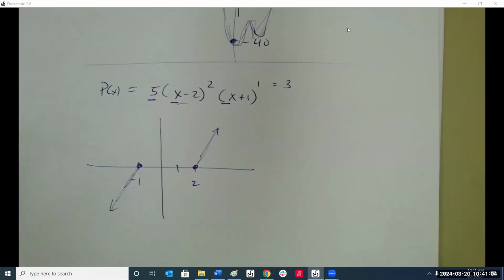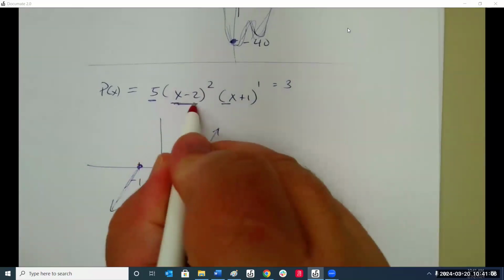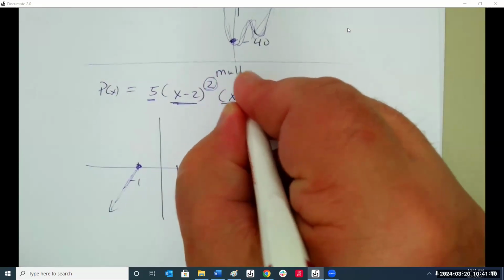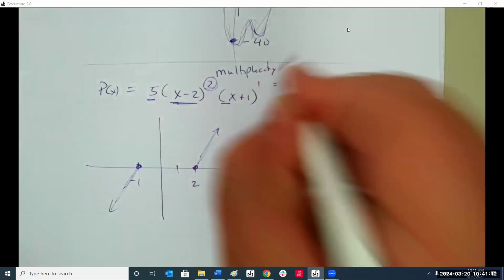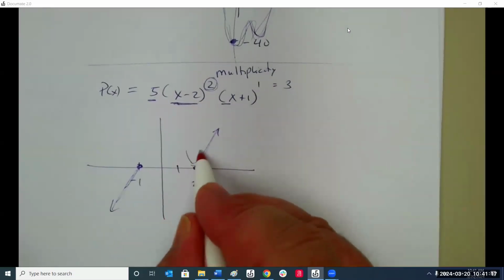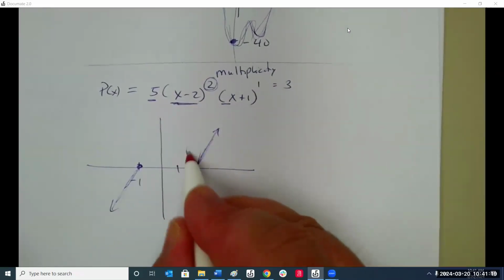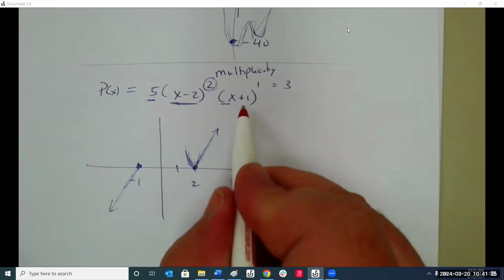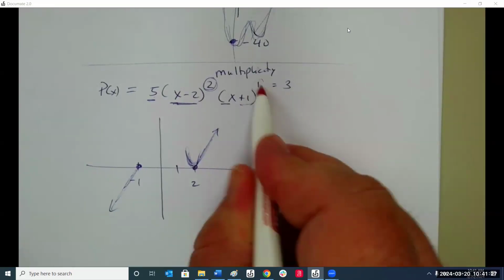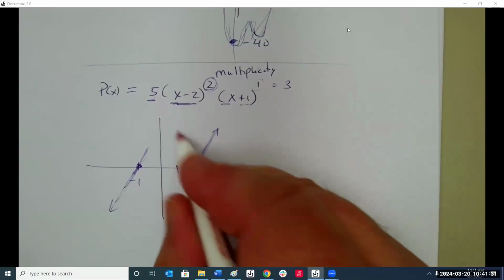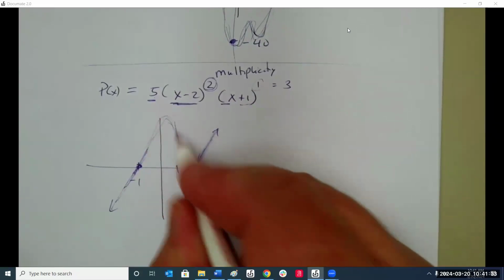So far, so good. Now, since x minus 2 has an even exponent, these are called multiplicities. Since it has an even multiplicity, that means it bounces at that point. At -1, it crosses. So the graph will look something like this.